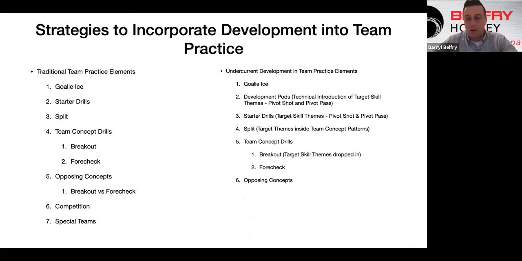On the opposing concepts, you see which one you taught better. And then they have to manufacture. It's a breakout versus the forecheck, and they've got to manufacture. So you're working on all these elements, but you have this undercurrent that's kind of going through. I'm just using pivot as an example. It could be anything. It doesn't matter what it is. I'm just saying, when you're doing skill development, you're trying to incorporate it into a team practice.